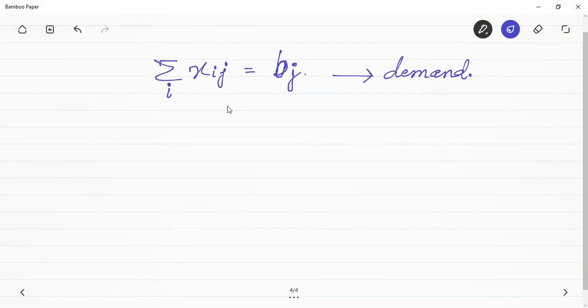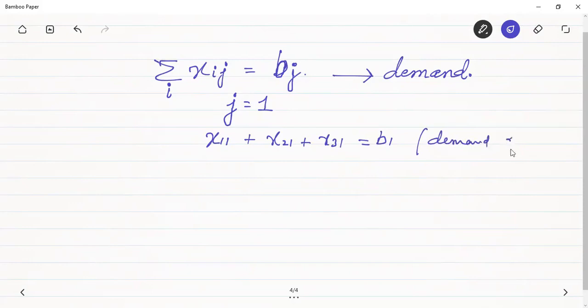So if I'm evaluating it for the destination 1, then j becomes 1 and i can take values from 1, 2 and 3. ठीक है? Destination 1 जो है वहां पे कहाँ से आ सकते हैं? Source 1 से आ सकता है, Source 2 से आ सकता है, Source 3 से आ सकता है. तो कितना आना चाहिए? Source 1 से destination 1 तक, Source 2 से destination 1 तक, Source 3 से destination 1 तक जो भी आना चाहिए वो किसके बराबर आना चाहिए? That should be equal to the demand of destination 1.